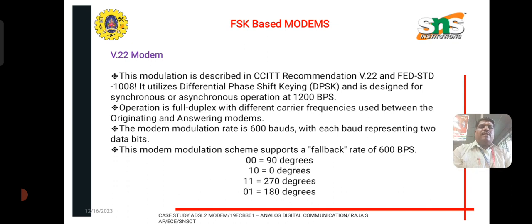The modem modulation rate is 600 baud, with each baud representing 2 data bits. This modem modulation scheme supports a fallback rate of 600 bps. Since it is a PSK based modem, the PSK phases are included: 00 bit for 90 degrees, 10 bit transmission for 0 degrees, 11 bit transmission for 272 degrees and 01 bit transmission for 180 degrees.